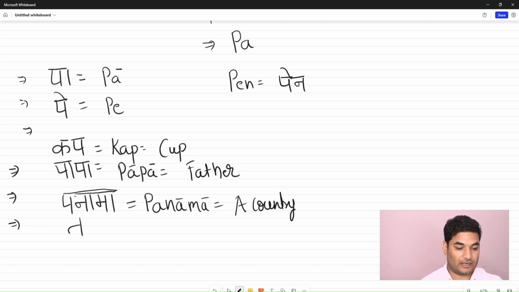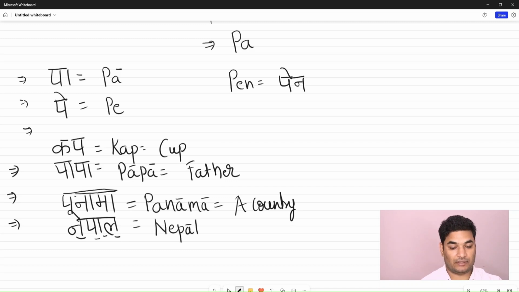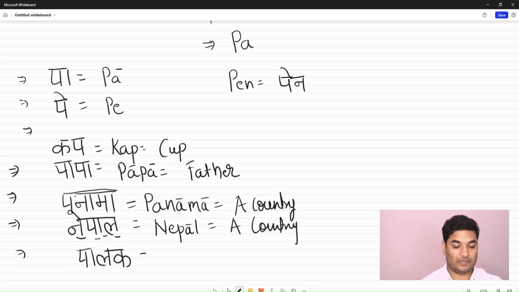Then we have again a country name, Nepal. Ne, N with A matra, P with A matra, L. Nepal, country. Then one more word. This time it's vegetable. Palak. Palak is.